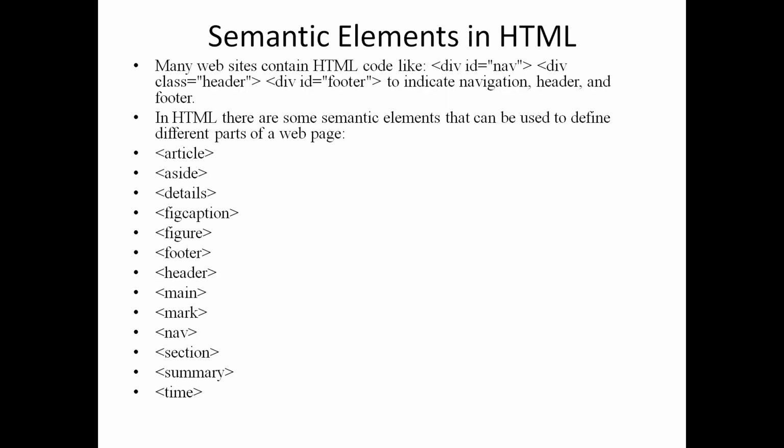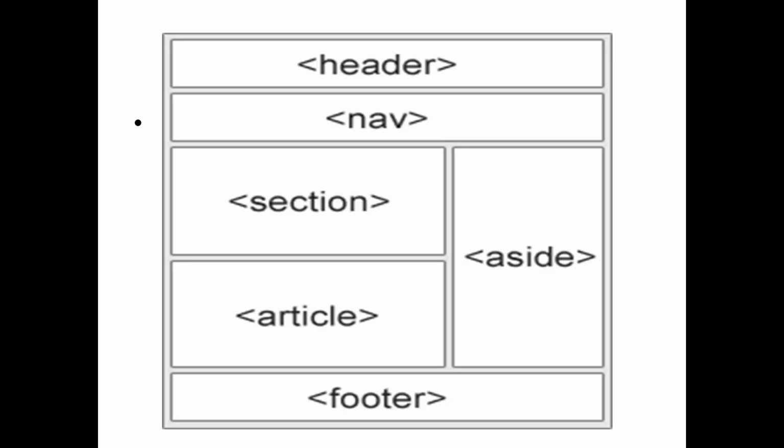semantic elements. Here is an example of how semantic elements are used in HTML. Many websites contain HTML code like div id equals navigation, class header, id footer to navigate the header and the footer. In HTML, there are some semantic elements that can be used to define different parts of web pages. They are article, aside, details, caption, figure, footer, header, main, mark, navigation, section, summary, time, etc.